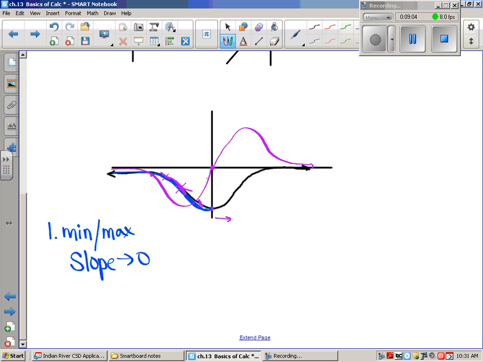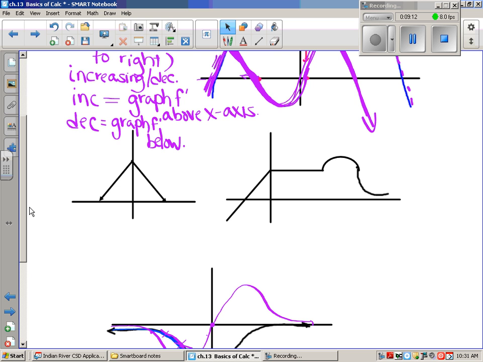Okay, so step 2 again is to note the increasing and the decreasing. Good. All right, let's do some of these trickier ones. All right, so now what happens when I have a point like you see here?